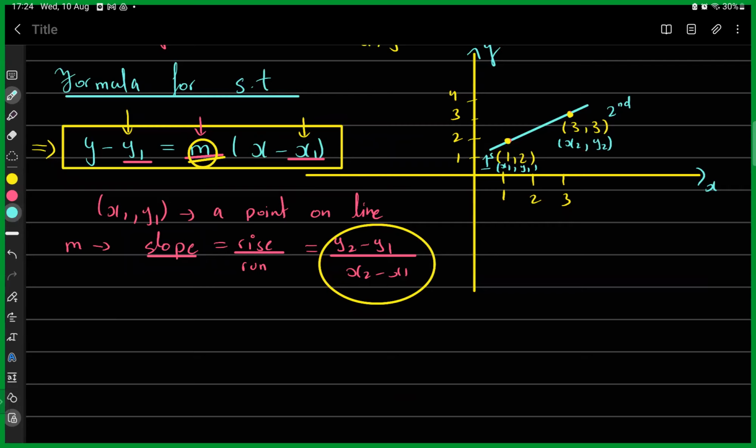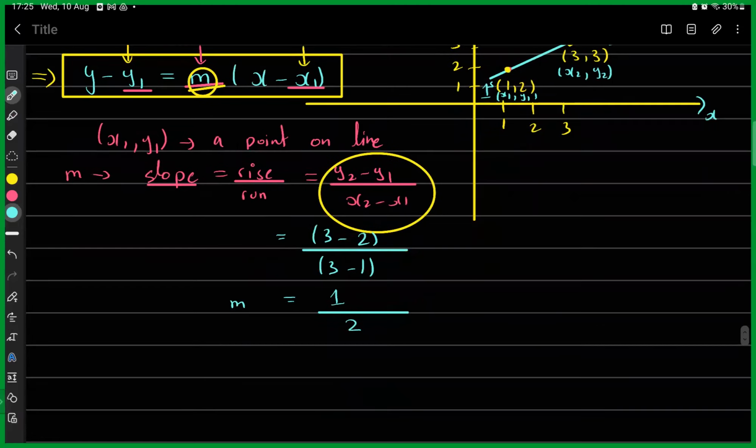Okay, now y2 is 3 minus y1 is 2 divided by x2, that is 3 minus x1, that is 1, and this would give you 3 minus 2 is 1 divided by 3 minus 1 is 2. So this is basically your m. Now you already had x1 and y1, you have found m, so all you need to do is just plug in all the values. Okay, once again, the general formula was y minus y1 equals m into x minus x1.